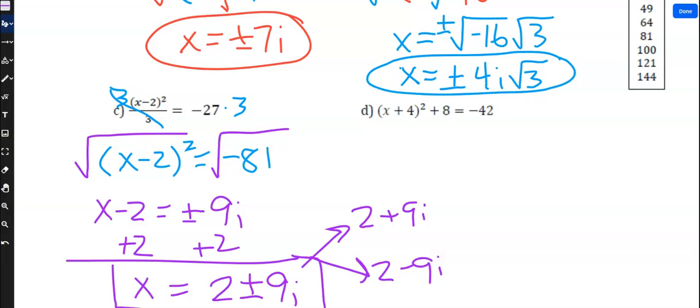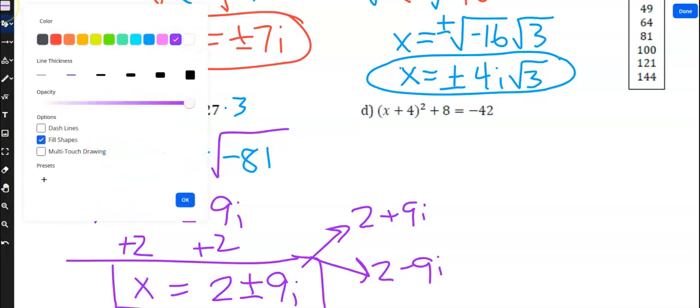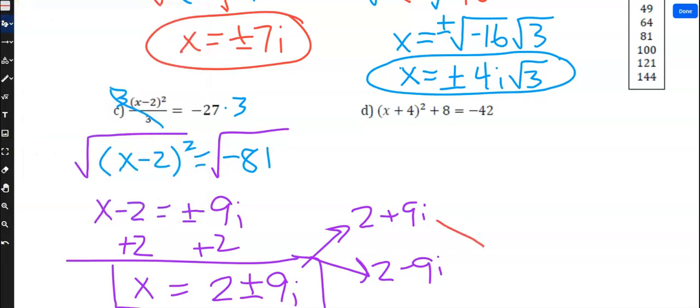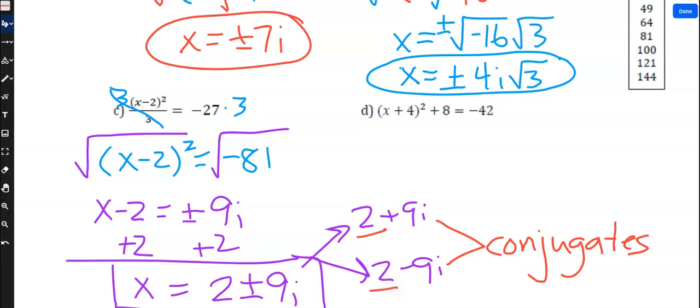And these have a special relationship. These are called conjugates. So the real part is the same, only the imaginary part is different. Imaginary part opposite.